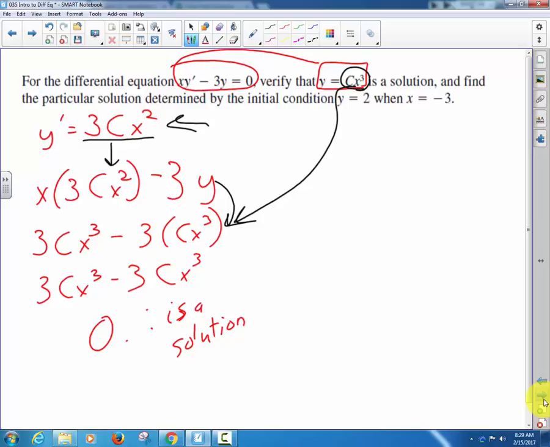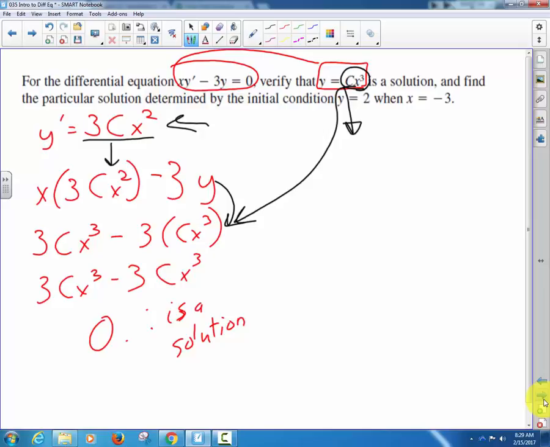Plug in and solve for C. Okay. What are we going to plug into? Yeah, but which equation? I mean, we've got a DFQ, we've got y equals cx cubed, we've got y prime equals 3cx squared. The original function here. Why do you think that, Mary? That's right. We've got y and we've got x in there, don't we?